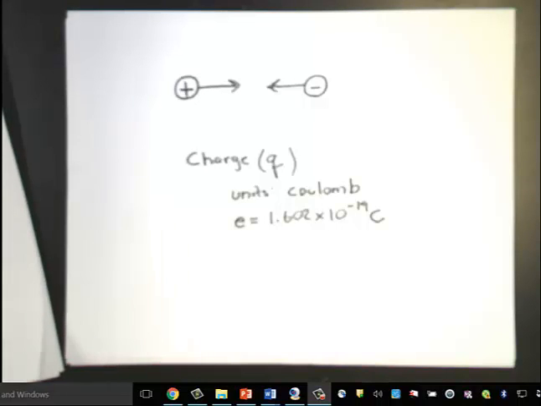Now, when you have charged objects, they exert forces on each other.